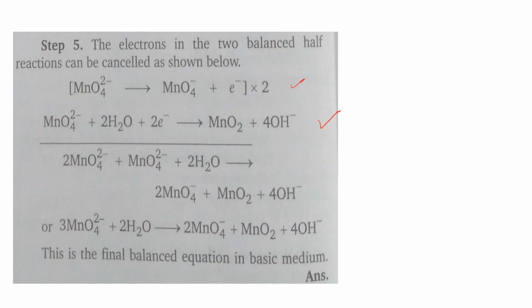In the first reaction e is only 1 and in the second reaction it is 2. So the first reaction should be multiplied by 2 for equalizing the electrons. Now after multiplying, the electrons get cancelled. What I am getting, 2 will be multiplied by MnO4. So 2MnO4 plus MnO4 2 minus again, then plus 2H2O. In the right hand side, this will be 2MnO4 minus plus MnO2 plus 4OH minus.